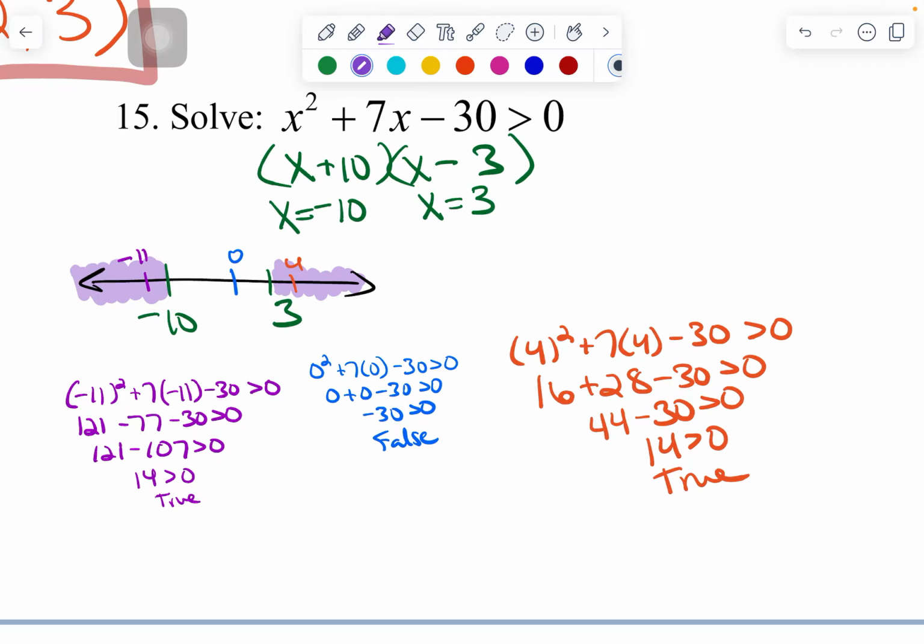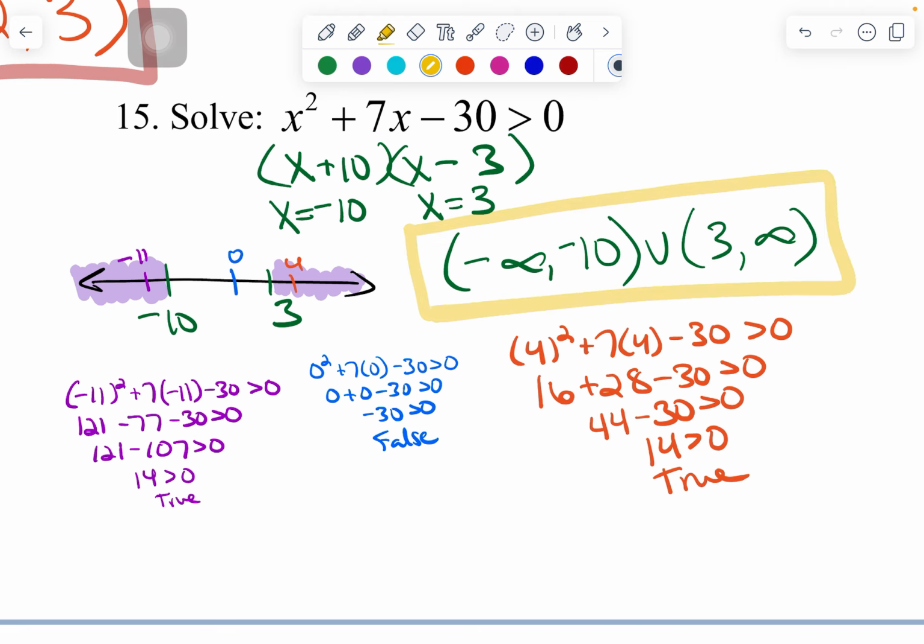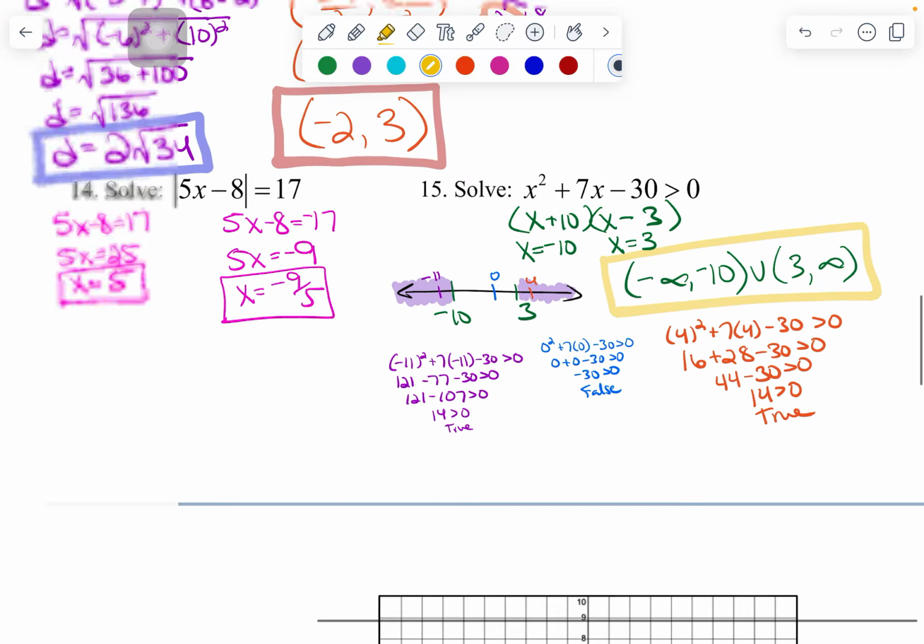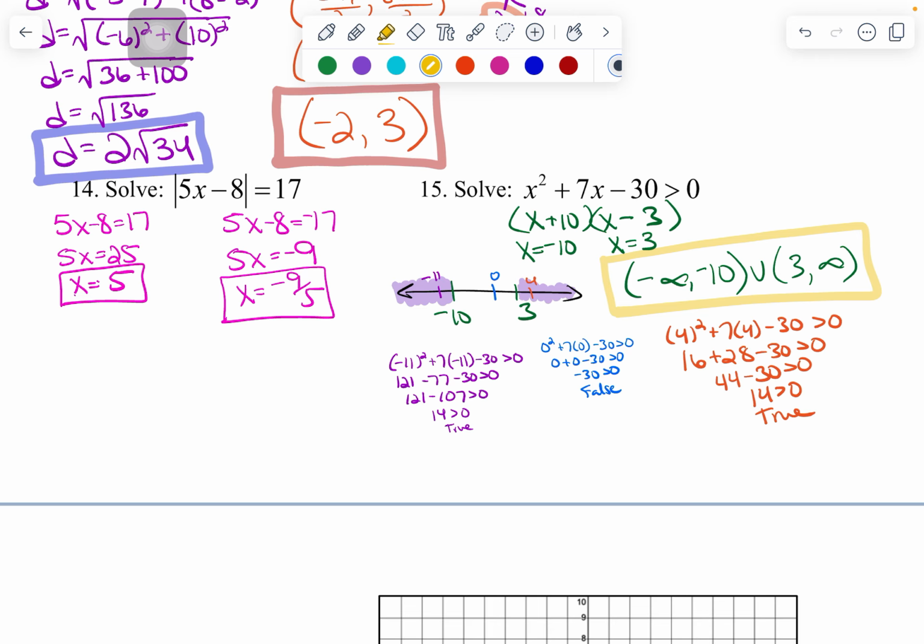So for my final solution to number 15, after all of this stuff, I'm going to put an interval notation. It's going to go from negative infinity to my first critical value of 10. Do not include 10. Pick up with 3 to infinity. And that is the final answer. That's going to be all the values that x can be.